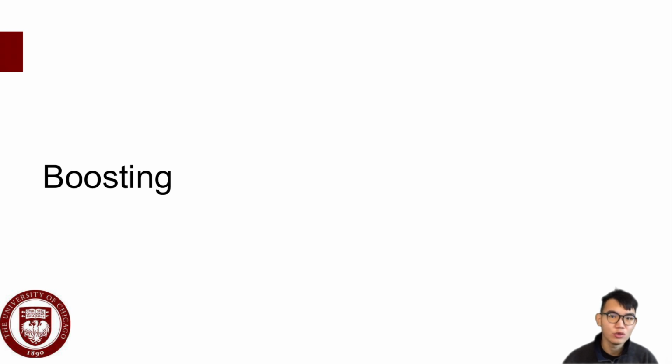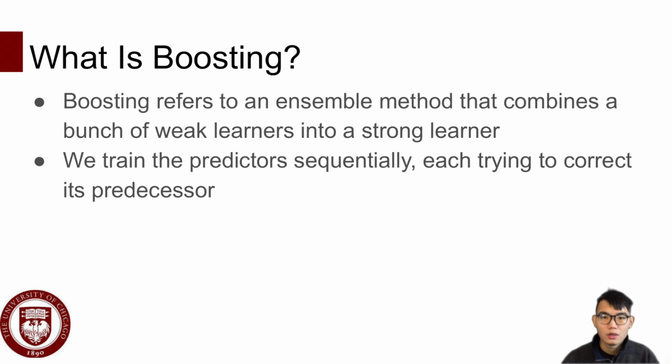Next, we'll talk about boosting. Boosting refers to an ensemble method that combines many weak learners into a stronger learner. It does so by training multiple predictors where each predictor tries to correct its predecessor predictor.